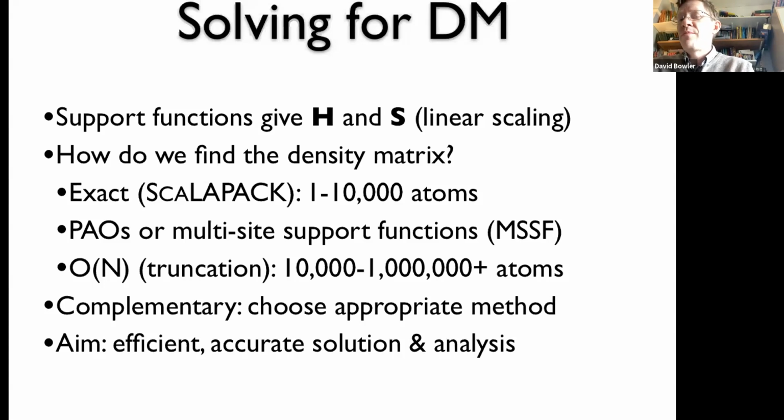That's good for somewhere up to sort of 5 or 10,000 atoms. If you want to go towards 10,000 atoms with full diagonalization, we have to use an approach called multi-site support functions that I'll introduce briefly. Beyond, well, maybe somewhere between 1,000 and 10,000 atoms, you have to go to linear scaling. And it's complementary, so you can choose the appropriate method depending on the system size while using the same code in the same basis set. And we always want to have an efficient and accurate solution.